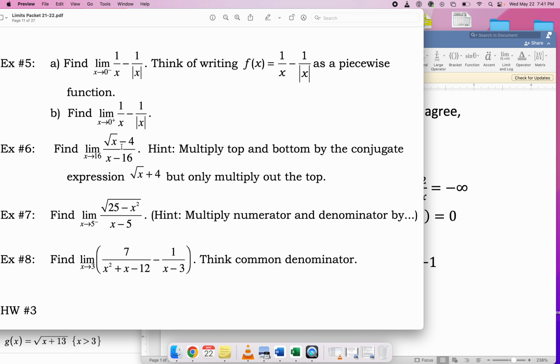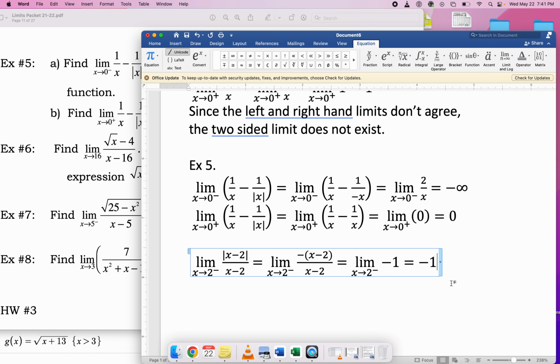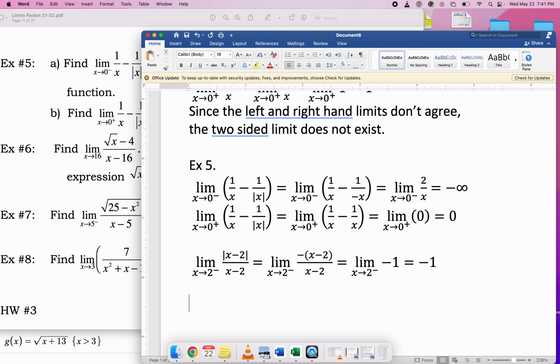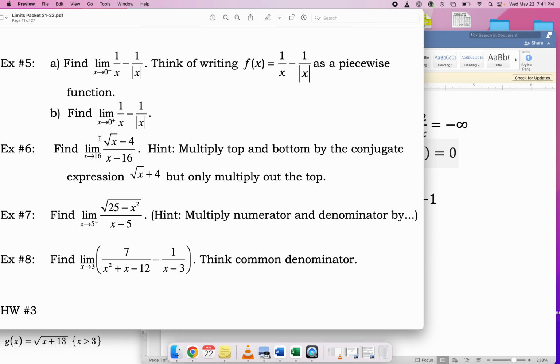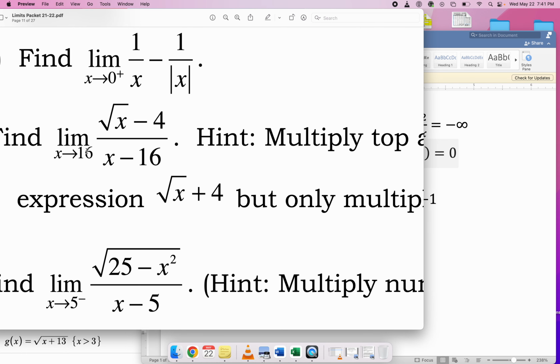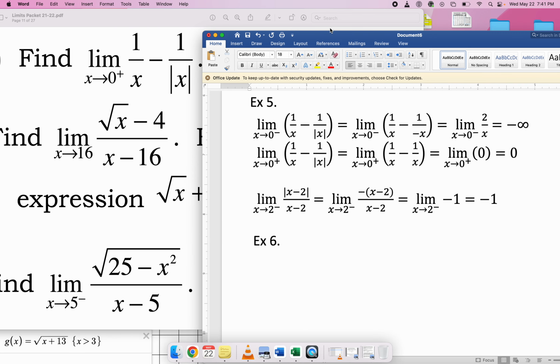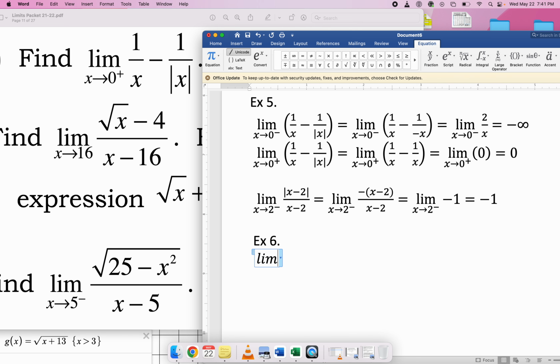So number 6, if you see a square root floating around in a limit problem, there's a very good chance that what you're supposed to do is multiply top and bottom by the conjugate. Now, strictly speaking, I should plug in the 16. We can do this in our heads, though, right? If I plug in 16, I can tell that I get 0 over 0. So I'm supposed to simplify. How do I simplify? You need to multiply top and bottom.